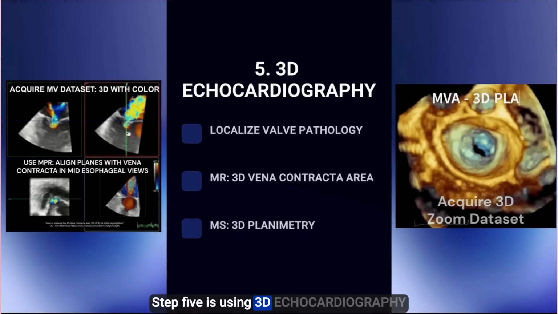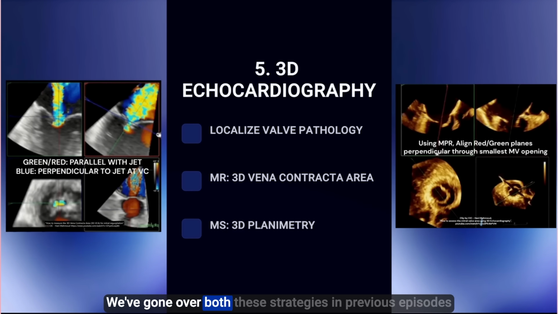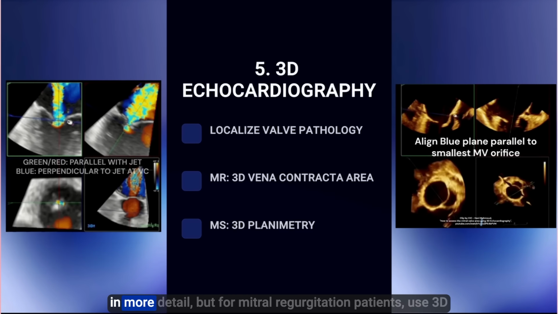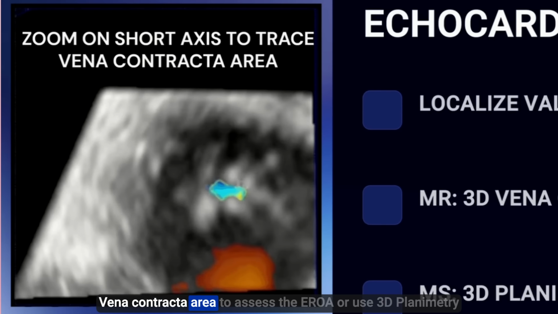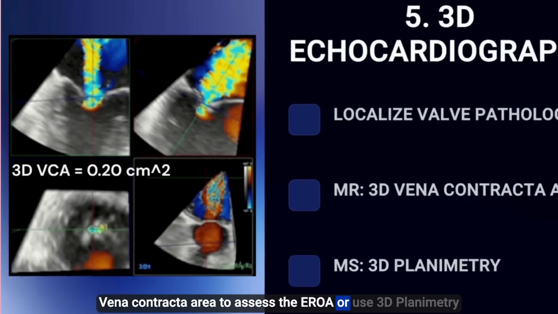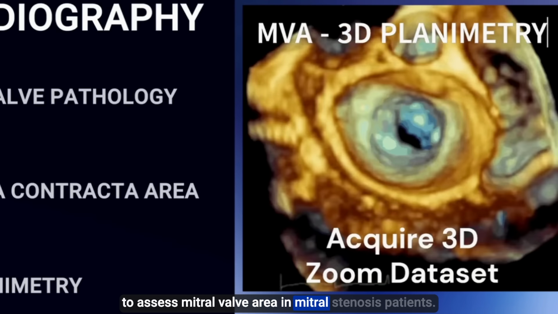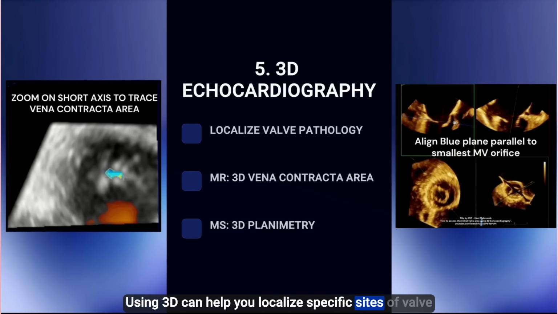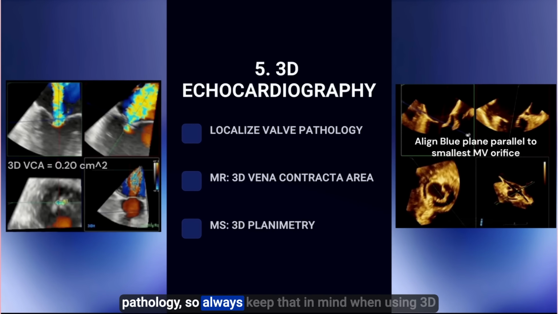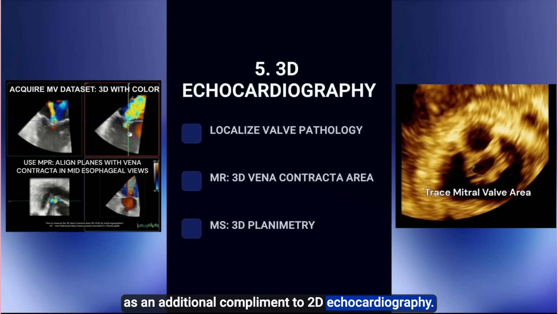Step 5 is using 3D echocardiography to assess the mitral valve. We've gone over both these strategies in previous episodes in more detail, but for mitral regurgitation patients, use 3D vena contracta area to assess the EROA, or use 3D planimetry to assess mitral valve area in mitral stenosis patients. Using 3D can help you localize specific sites of valve pathology, so always keep that in mind when using 3D as an additional complement to 2D echocardiography.